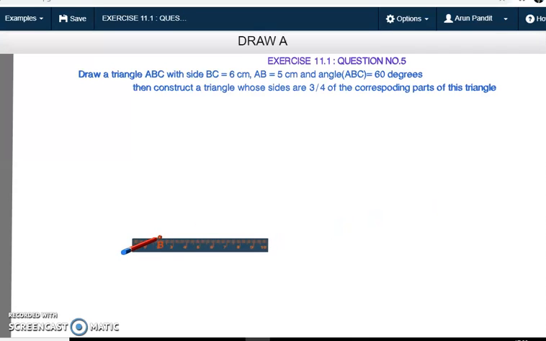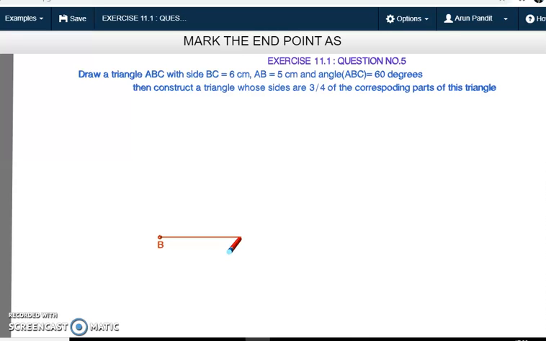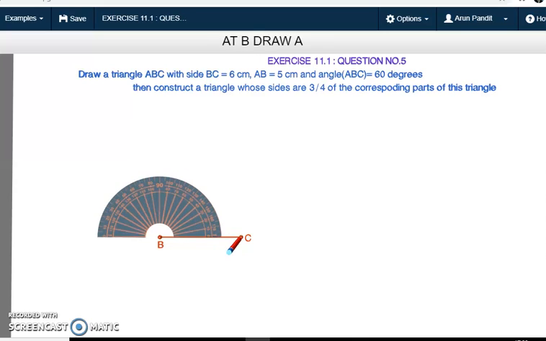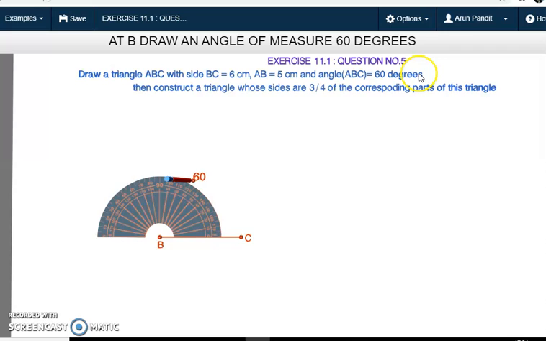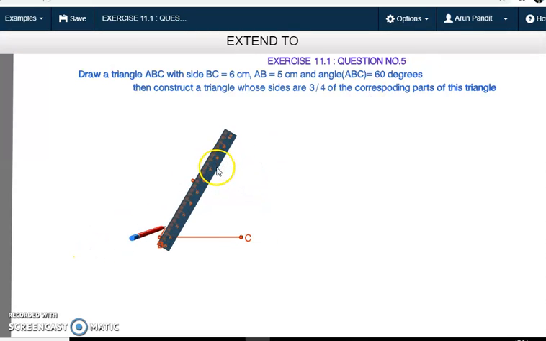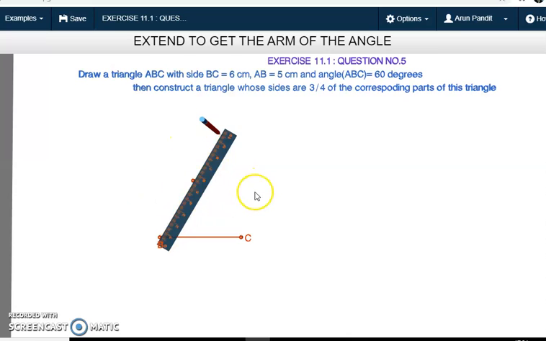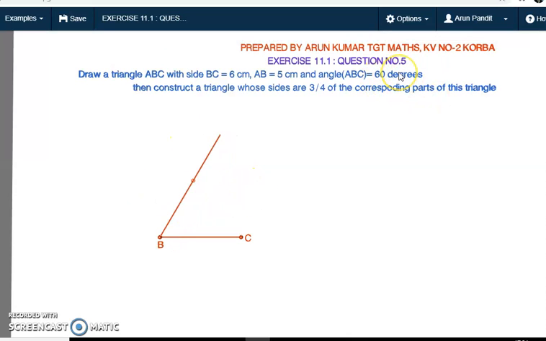Draw a line segment BC of length 6 cm and AB equals 5 cm. Both you may suppose, but here I am taking BC as base, 6 cm. At point B, you have to construct an angle of 60 degrees. With the help of a protractor or a rounder, better you take the help of a rounder to construct an angle of 60 degrees.